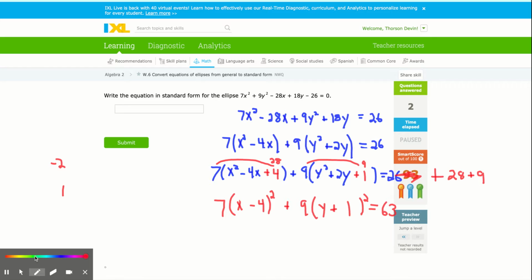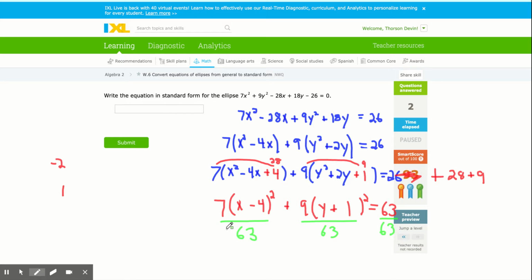Now I have one last step to get it in the right form. I'm going to divide both sides of the equation by 63. And you might ask, how do you know to divide by 63? Well, we always want the right side to equal 1. But now I divide this by 63, and I divide this by 63, which these will always hopefully reduce.